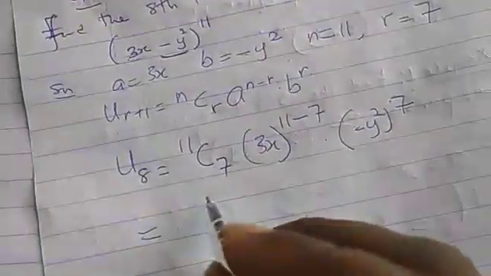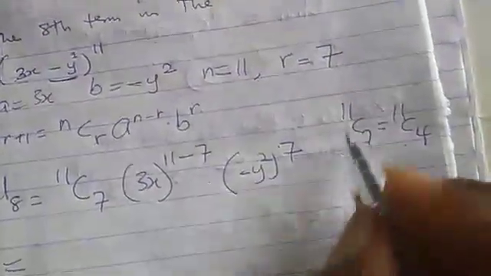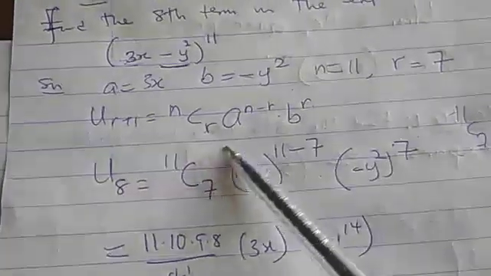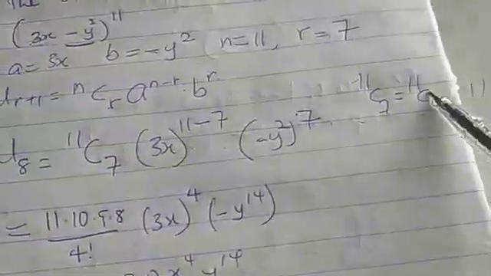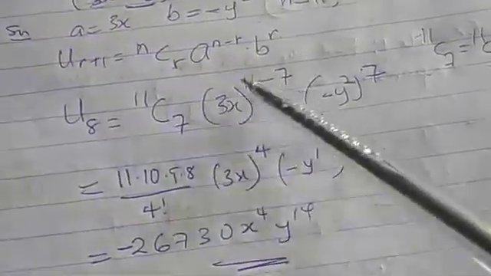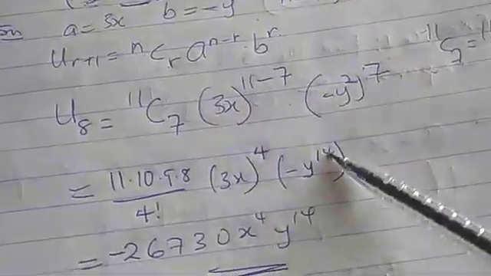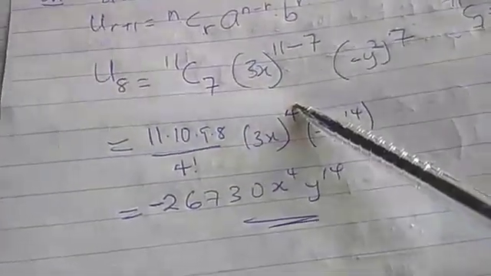Then 11 combination 7, as I have explained, is the same thing as 11 combination 4, because 4 plus 7 will give me 11. So dealing with this and everything, we should get this. 11 combination 7 is the same thing as 11 combination 4, and that will give me this. 11 minus 7 is 4. 2 times 7 is 14. The minus still remains. You know that this is 3 raised to the power 4, x raised to the power 4.